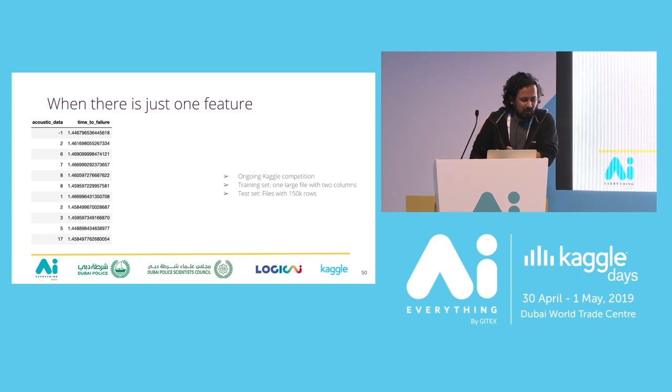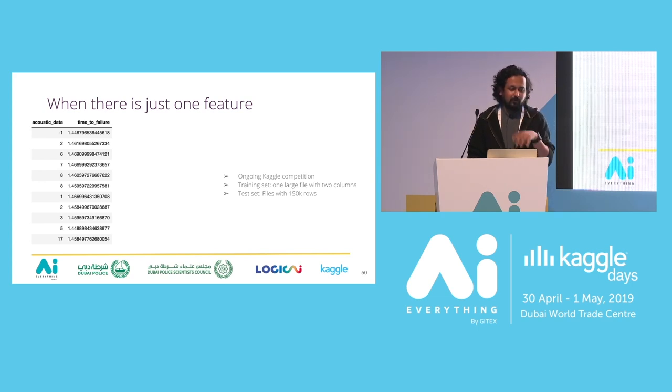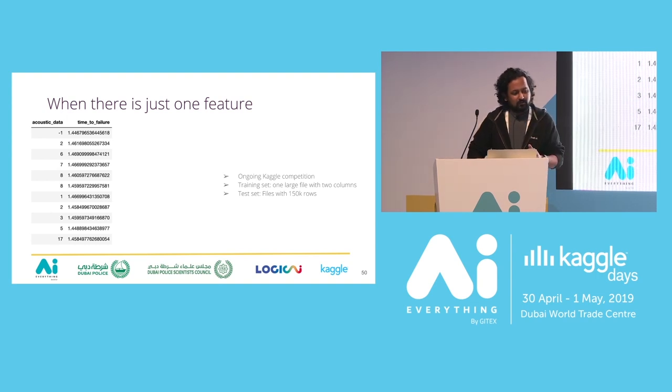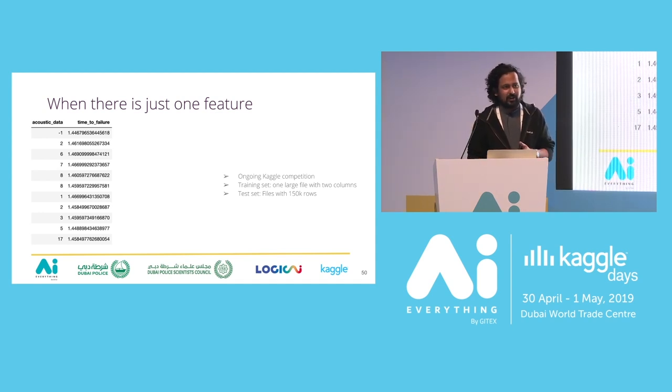But what can we do when it's just one feature? This is an ongoing Kaggle competition where the goal is to use seismic signals to predict the time of failure in a laboratory-controlled environment for earthquakes. You have one very large training set with two columns, and a number of test files with 150,000 rows. What you have in those files is only the acoustic data column, and the time to failure is only for training, not for test.